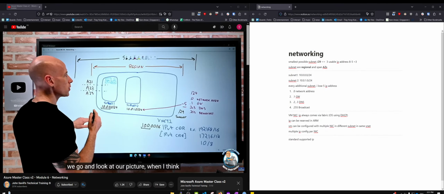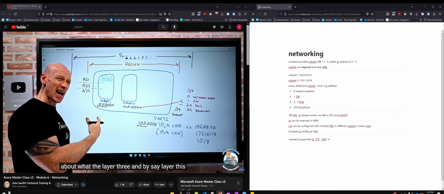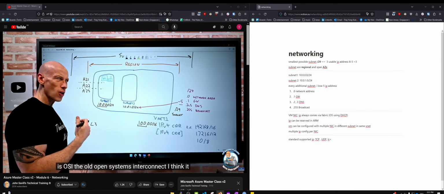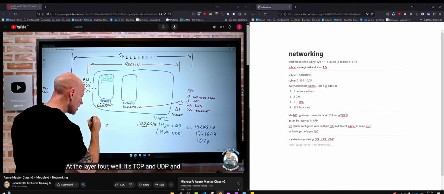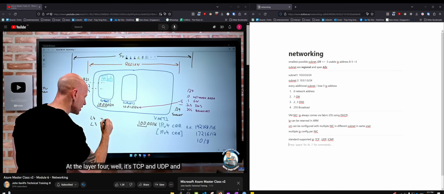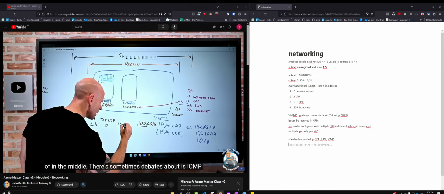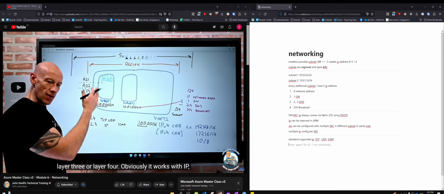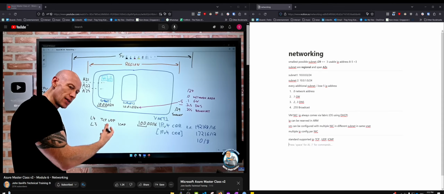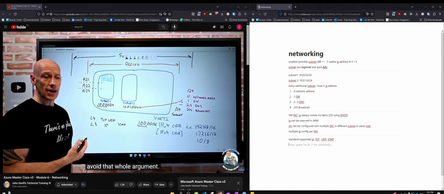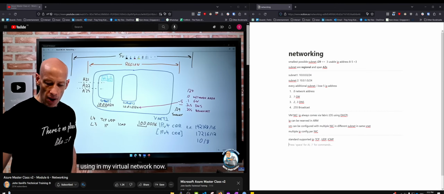So if we look at our picture, when I think about the types of traffic I can use, I'm thinking about layer 3, and by layer, this is OSI, the Open Systems Interconnect I think it stands for, and this is IP. At layer 4, it's TCP and UDP. And then ICMP is also supported. I'm drawing that in the middle because there are sometimes debates about whether ICMP is layer 3 or layer 4. Obviously it works with IP, but it kind of sits next to it. So I'm drawing it in the middle so I can avoid that whole argument. But those are primarily what I'm going to think about using in my virtual network.